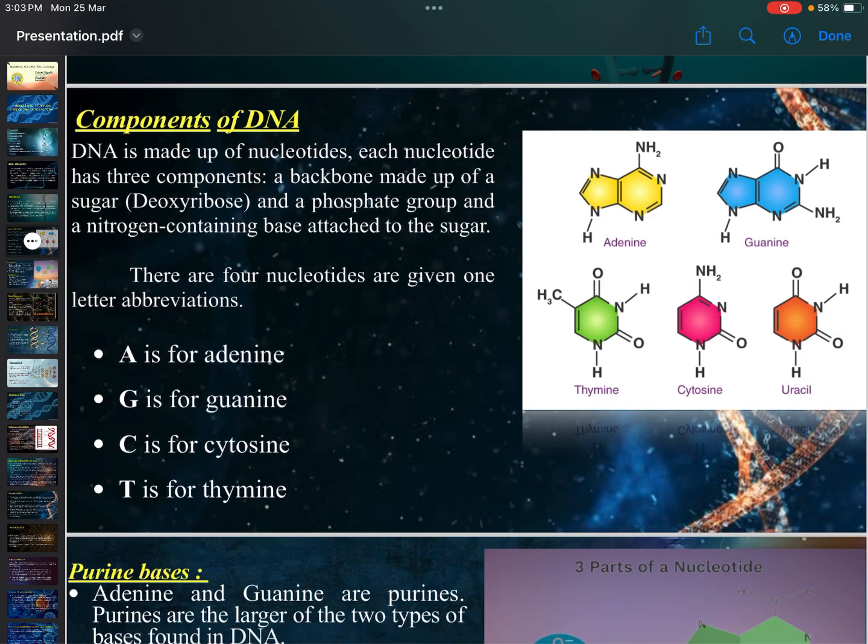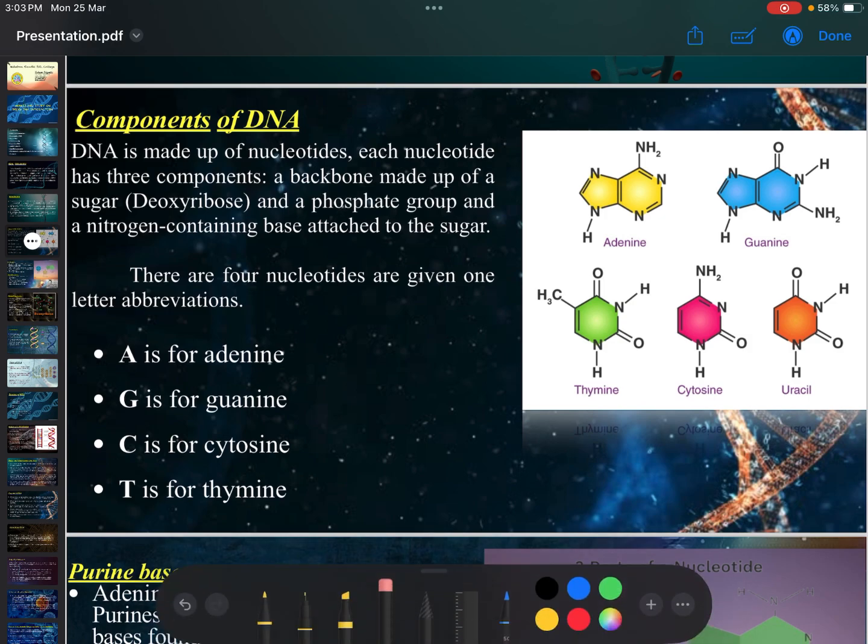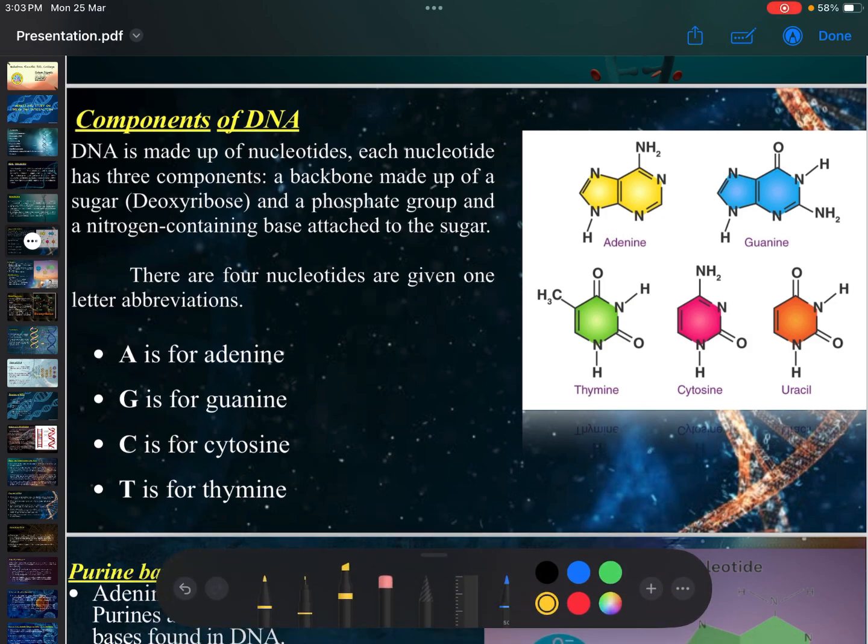And in RNA we have uracil in place of thymine, whereas we have thymine in the case of DNA.